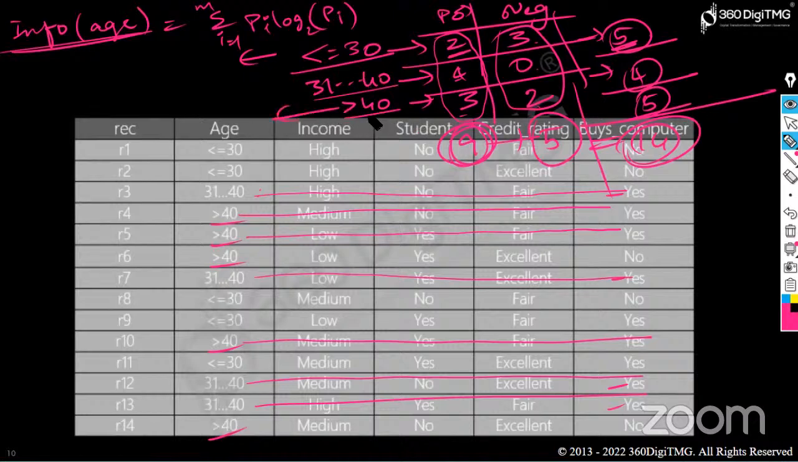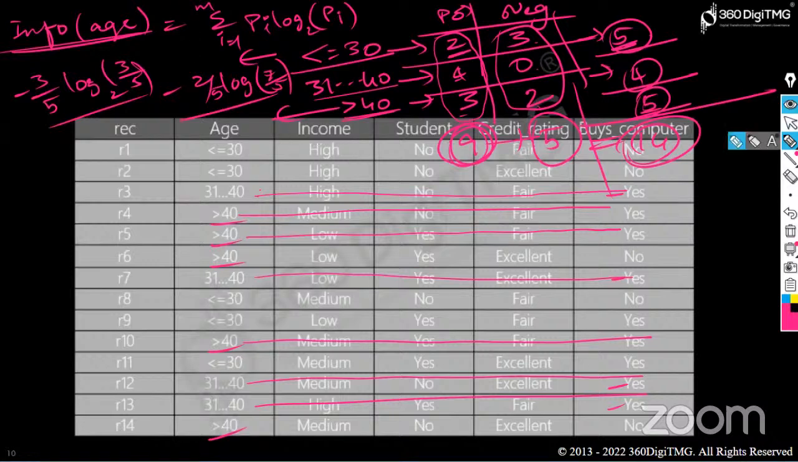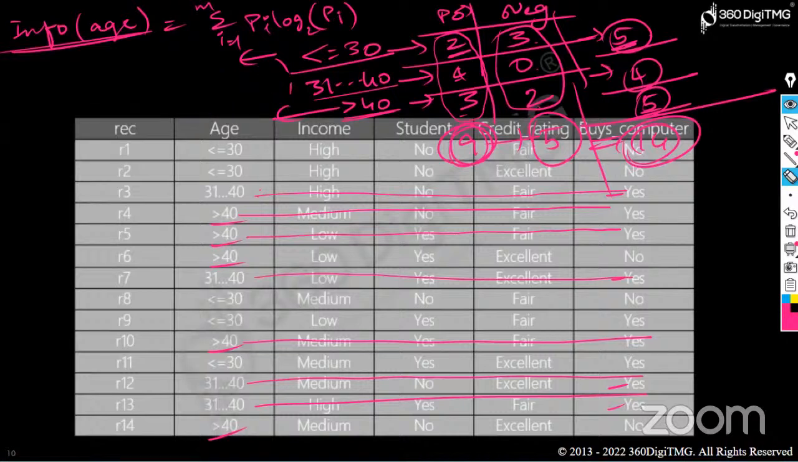Now we'll see greater than 40. How many in total are there? 5. So the whole is divided by 5. That is p_i. Out of that, 3 is saying yes. So I'll be having minus 3 by 5 log of 3 by 5 to the base 2, minus next 2 by 5 log of 2 by 5. So calculate this value, and when you are calculating, make a note of it, and at the end you will be adding these summations. So you'll be getting the information of age.